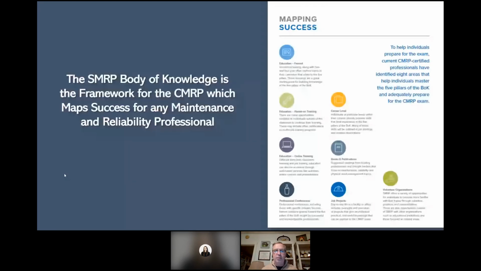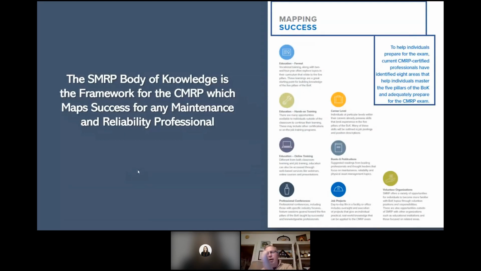So let's talk about the SMRP body of knowledge, the framework of it. The framework for the CMRP, as this map suggests, is success for any maintenance and reliability professional. So here, what we have is mapping the success. This is to help individuals prepare for the exam, certified CMRT, in 8 areas, and help individuals master the 5 pillars of the body of knowledge to adequately prepare for the CMRP exam. So we have the educational level. People say, I've never been in maintenance, but I'm an engineer, or I've done this or whatever. Take the exam. Okay, take the exam. If you've got knowledge in some type of field that has to do with equipment, you won't have a problem. Well, I can't say that, but I'm just telling you, it's not that difficult from that perspective.